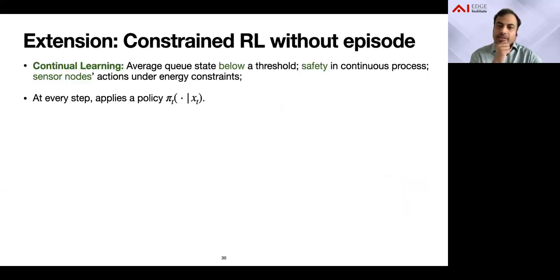Now, as I mentioned, not only in this episodic setup, we can also talk about the setup without episodes, the infinite horizon setup. Suppose you have continuous learning, where the agents are continuously taking decisions. For example, the job scheduler is not ending at a certain episode; you are continuously required to ensure that the queue state will be below a certain threshold.